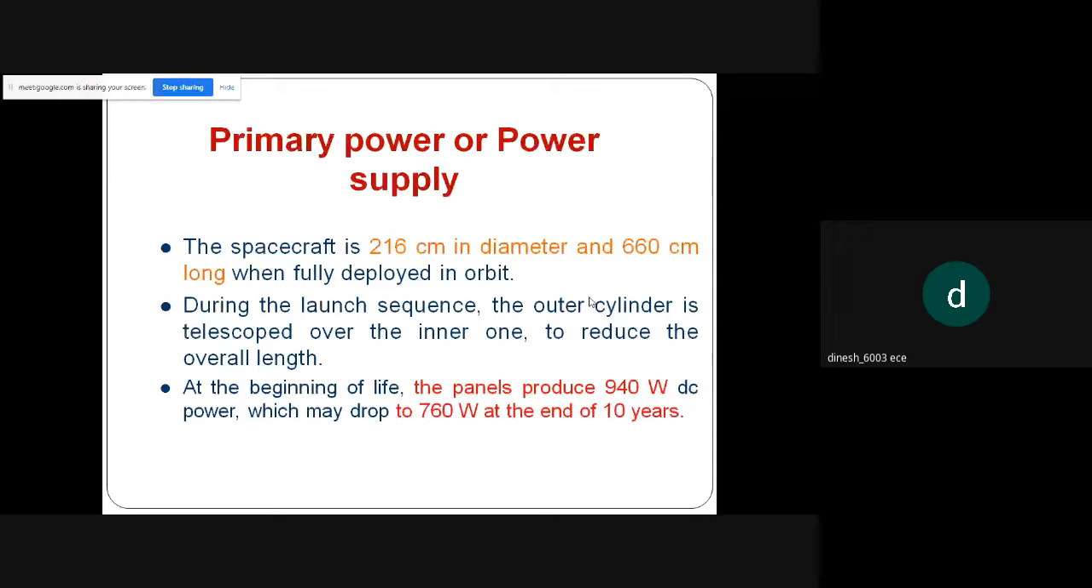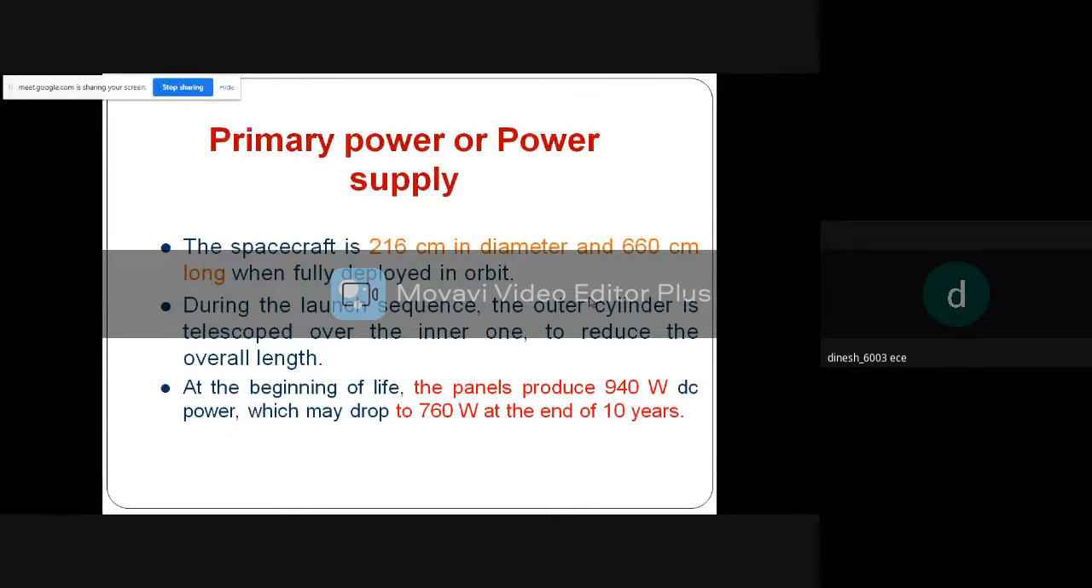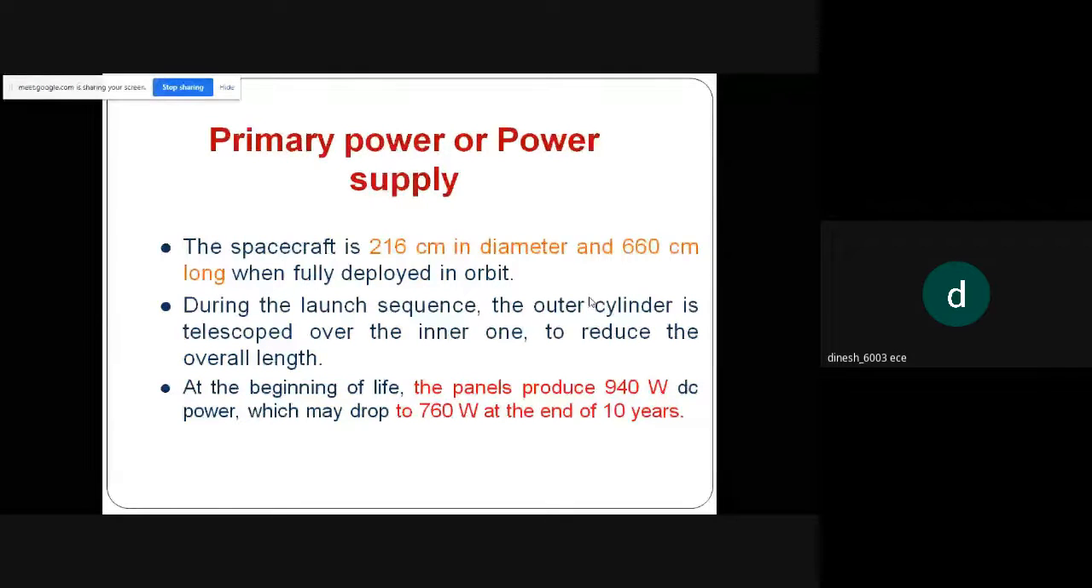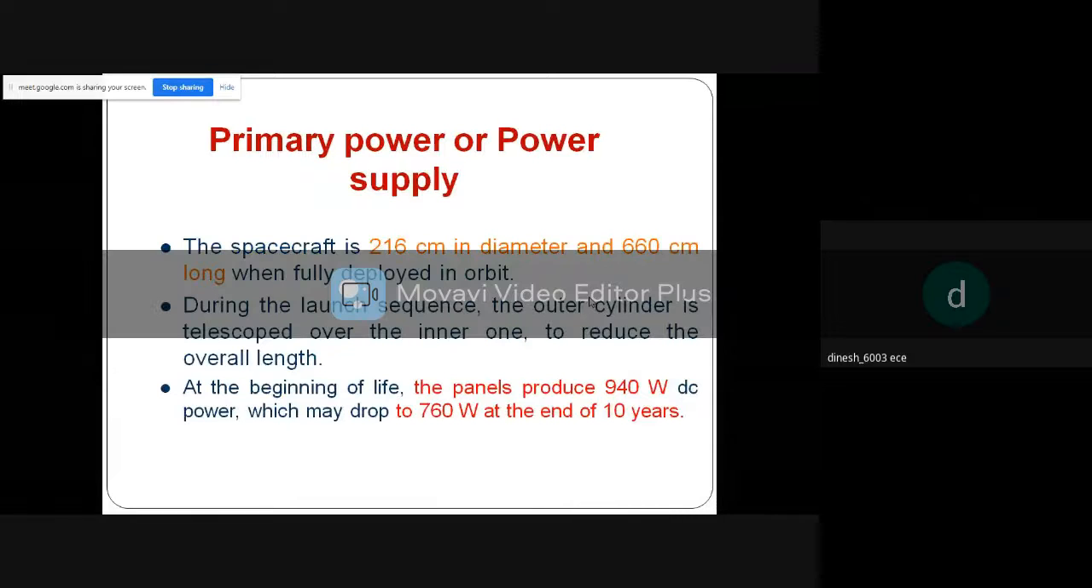So during the launch sequence, the outer cylinder will be telescoped toward the inner one to reduce the overall length. So all the solar panels would be submerged into a wing. When required, it will open itself by motors.